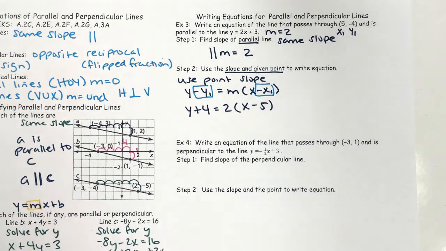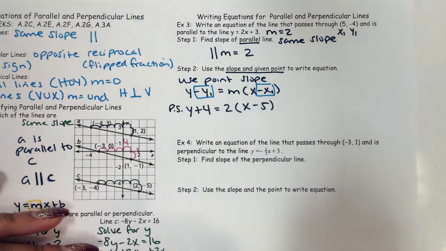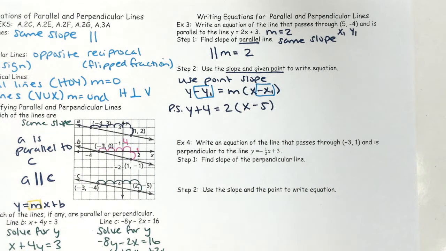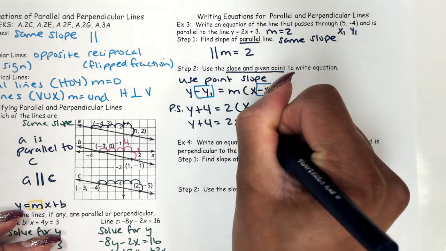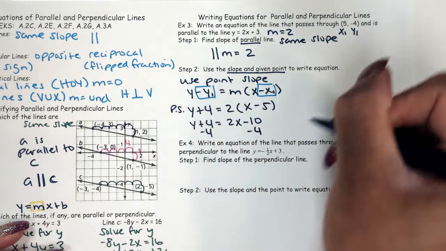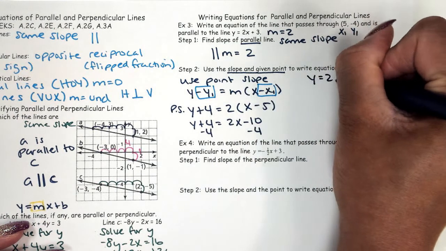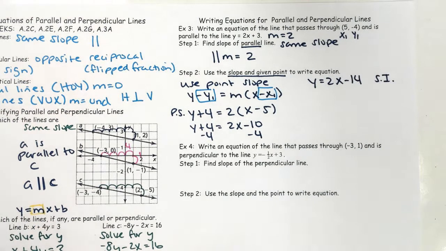Say we want it in slope intercept form. Then all we have to do is distribute. So here's point slope. Now we're going to put it in slope intercept form. So I'm going to distribute my 2, so I have y plus 4 equal to 2x minus 10. And then I'm going to subtract 4 from both sides. So then I'm left with y equals 2x minus 14. And there's our slope intercept form. So now I've written it in 2 forms. Why not go ahead and go into standard form? Now we have all forms to make our equation.